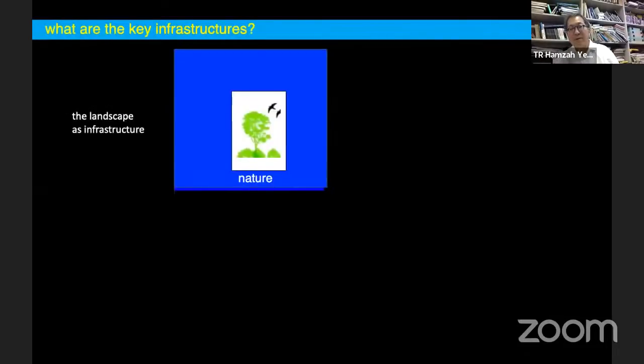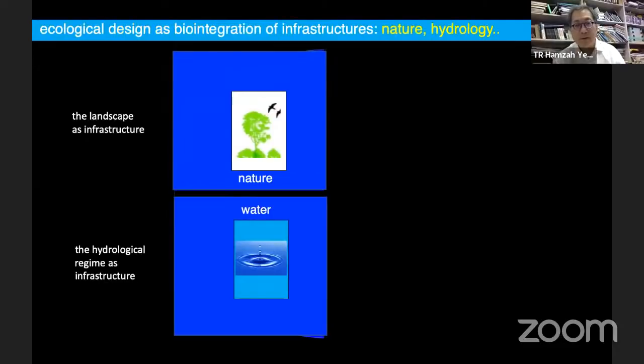Now, what are the infrastructures? The first infrastructure I call nature, because nature itself is an infrastructure, because it has a series of biomes and ecosystems. The second is the hydrological system. Now, hydrology is part of nature, but I've taken this up because water is an extremely important part of nature.